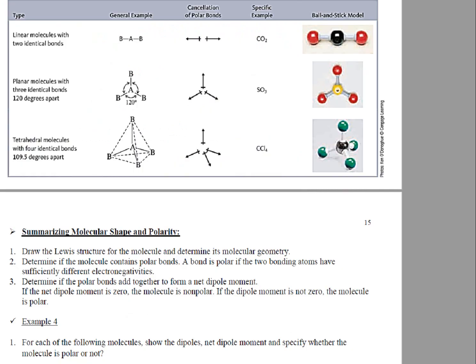This slide summarizes how the dipoles might cancel out. If you have a carbon dioxide molecule, with a central carbon atom which is partial positive and negative oxygen atoms, the dipoles will cancel out because they go in 2 opposite directions. Here also the dipoles will be cancelled. In this case also they will be cancelled.